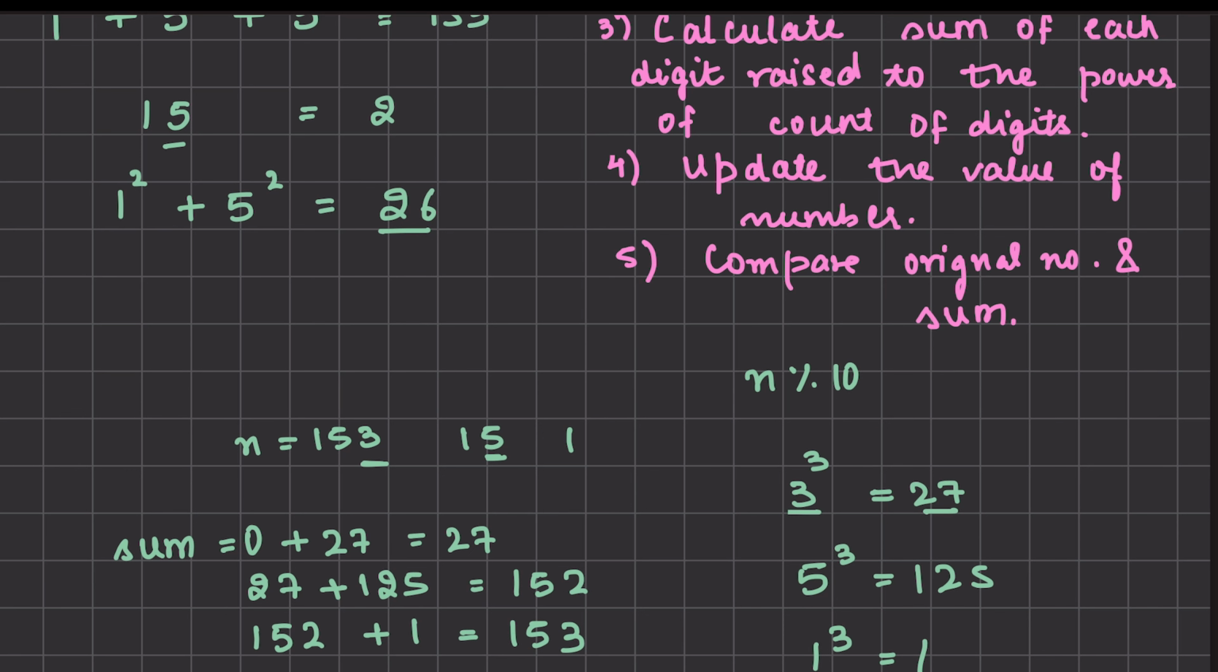Alright. And after the loop is over, you are simply going to compare the original number and the sum. So the original number is this and the sum is this, so you have to compare it. So let's start by coding it.